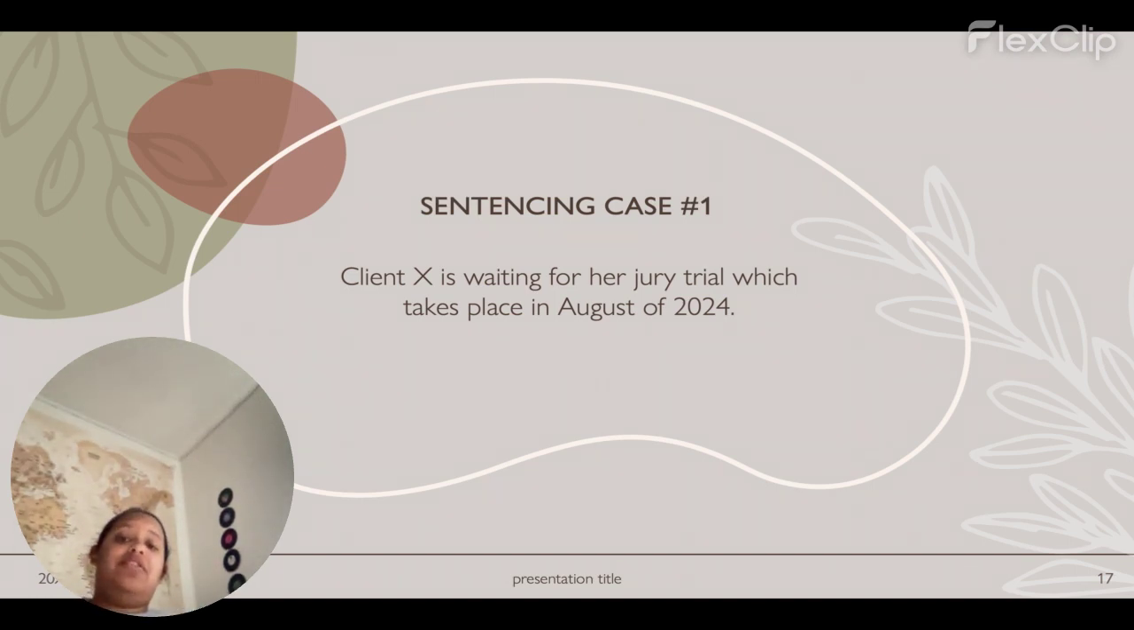So sentencing for case one, client X is still waiting for her jury trial, which is supposed to take place in August of 2024. Doesn't mean it will happen. It's just that's when it's supposed to be getting scheduled.